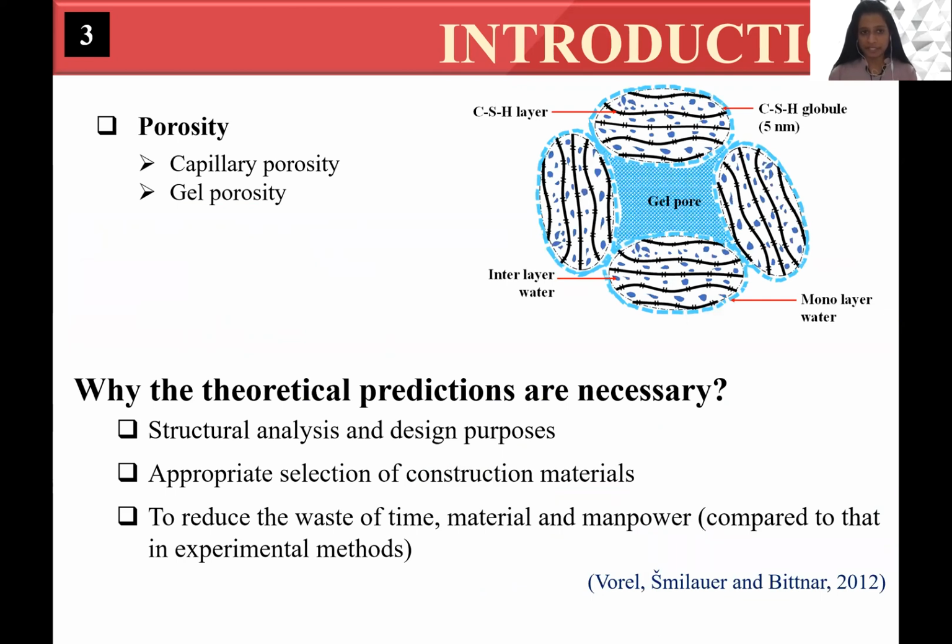During the formation of the CSH matrix, the pore space that exists in the CSH matrix can be defined as gel porosity. At the same time, the pore space that exists in the cement matrix can be defined as capillary porosity.